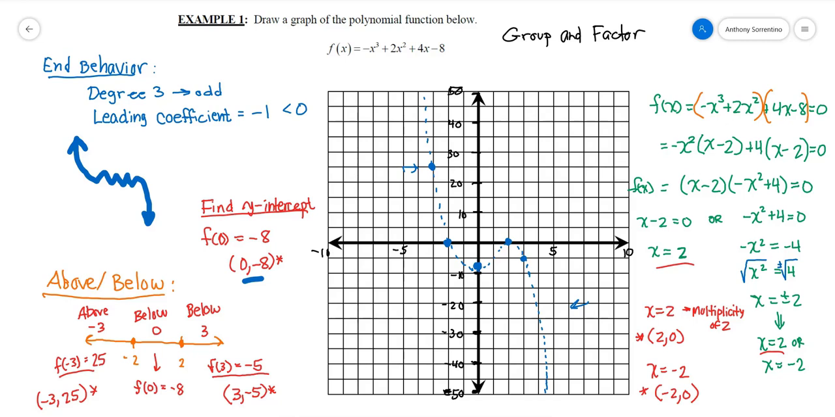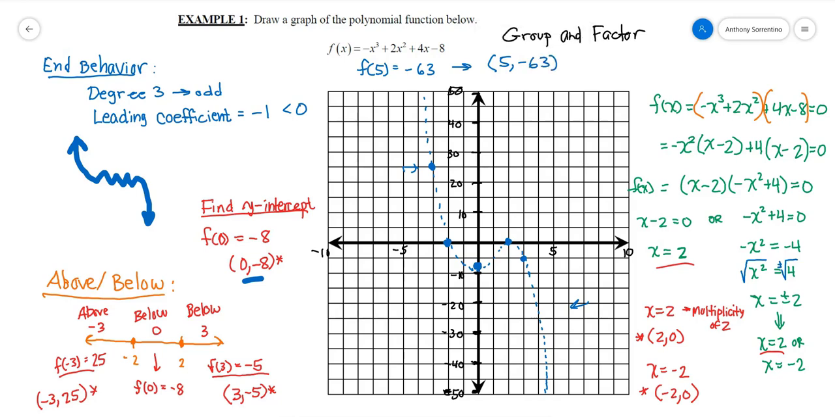I do have what looks like 2 turning points shown here, and I should have that many for this. So really the only other point I might want to have is maybe find out what's going on at 5, or somewhere in that neighborhood. So maybe doing one more and do f of 5 to see what we end up with. And when I do that, I get a negative 63, which indicates that's going to be a point at 5, negative 63.